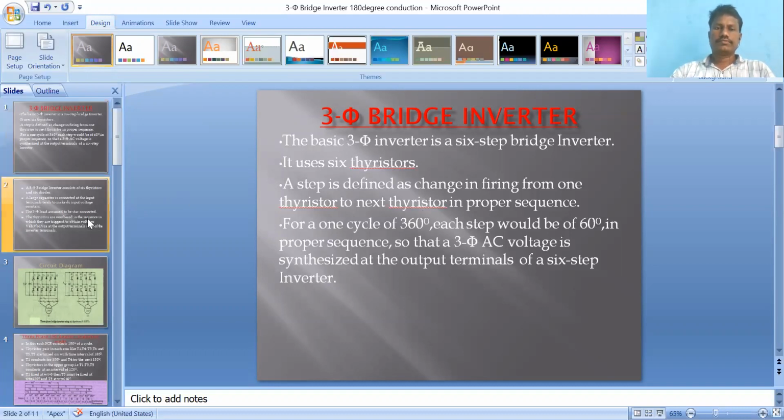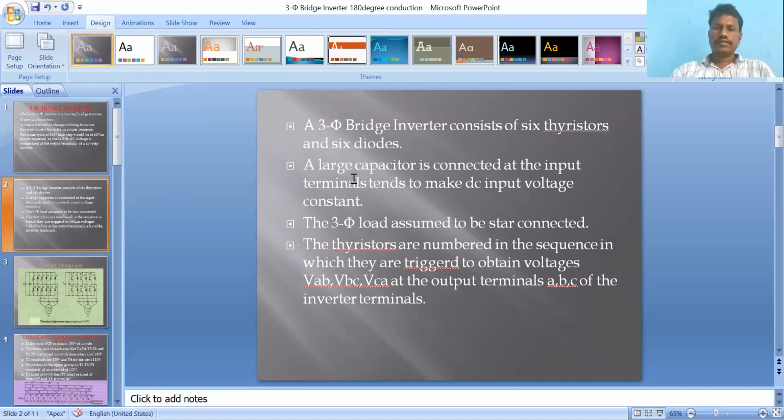In this bridge inverter, a large capacitor is connected at the input terminals to keep the DC input voltage constant, and the three-phase load is assumed to be star connected. The thyristors are numbered in the sequence in which they are triggered to obtain the line voltages VAB, VBC, VCA at the output terminals A, B, C of the inverter.